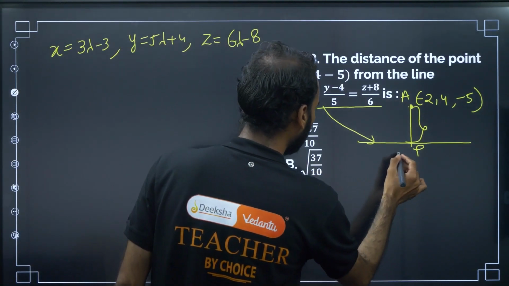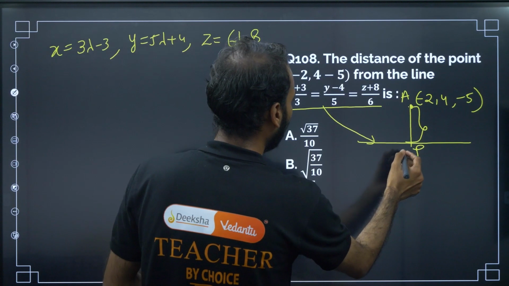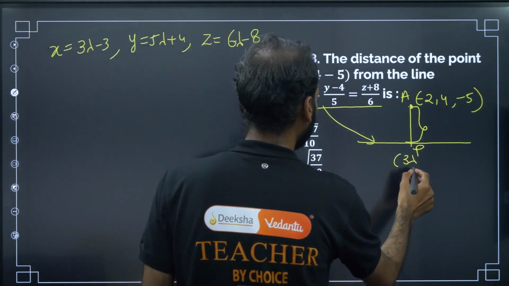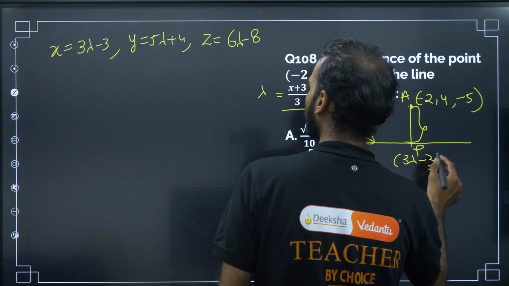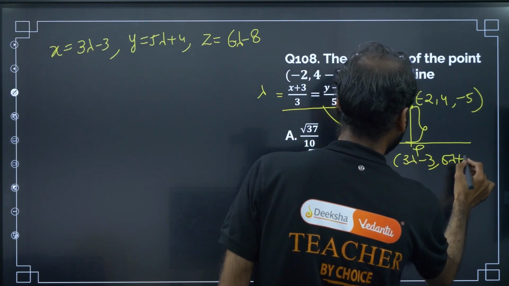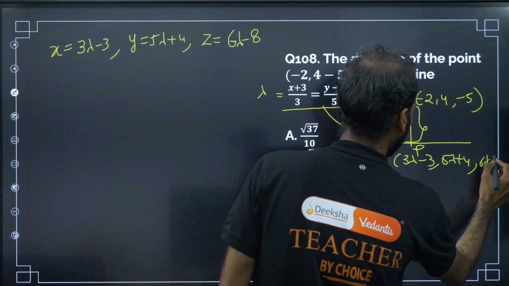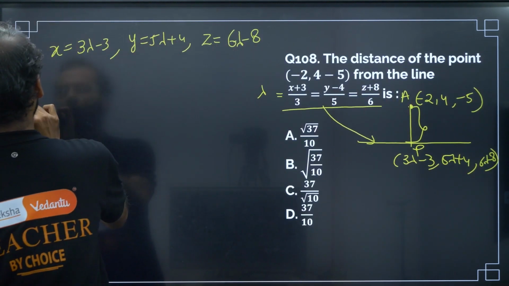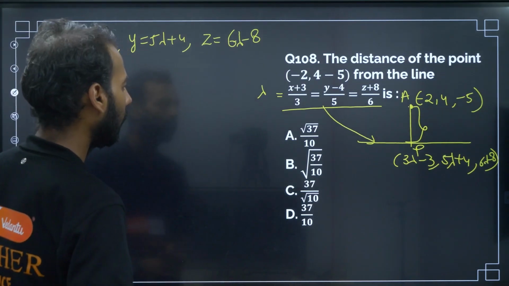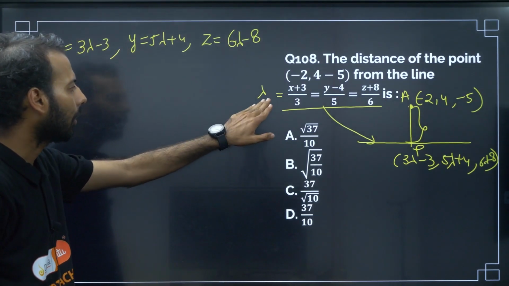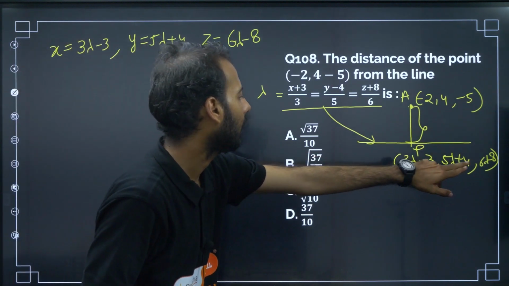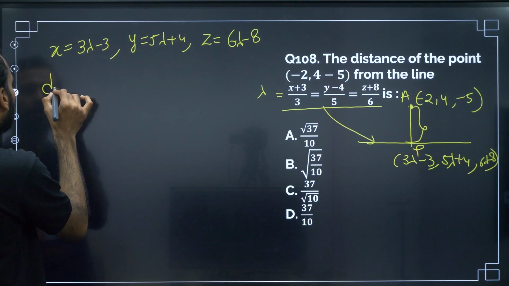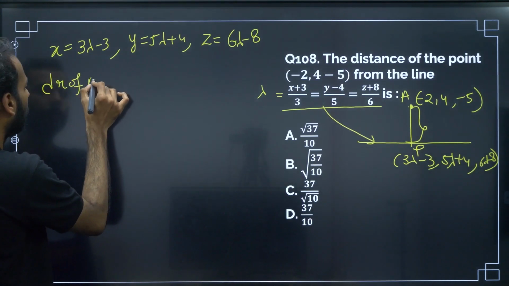So this point P is this value, 3 lambda minus 3. That point I am writing here, this point 5 lambda plus 4 and 6 lambda minus 8. So 5 lambda minus 4, 5 lambda plus 4, this point, I am just writing this. I think till here everything is fine. Now we'll find the direction ratios of AP.